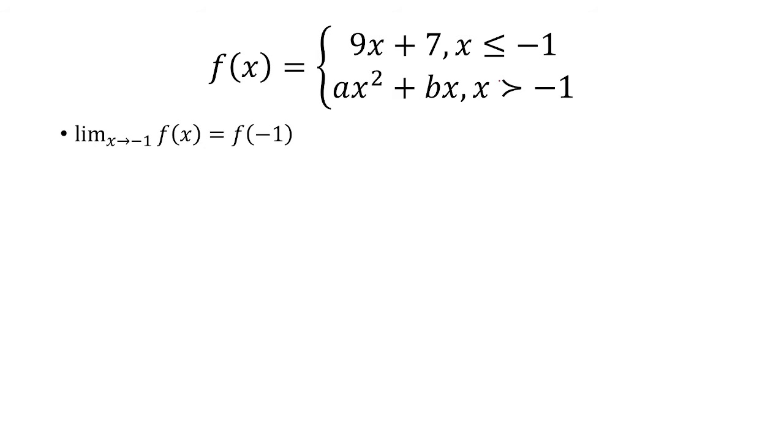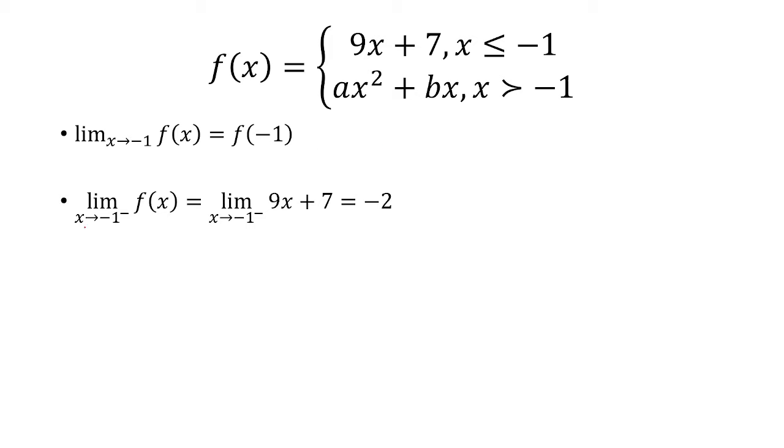So first, let's talk about continuity. We want the limit at x equal to -1 to be f of -1. So that means the left-hand limit has to equal the right-hand limit, has to equal the limit, and it has to equal f of -1.